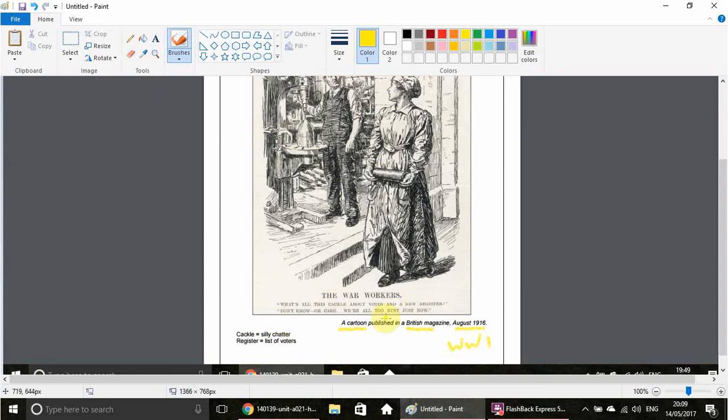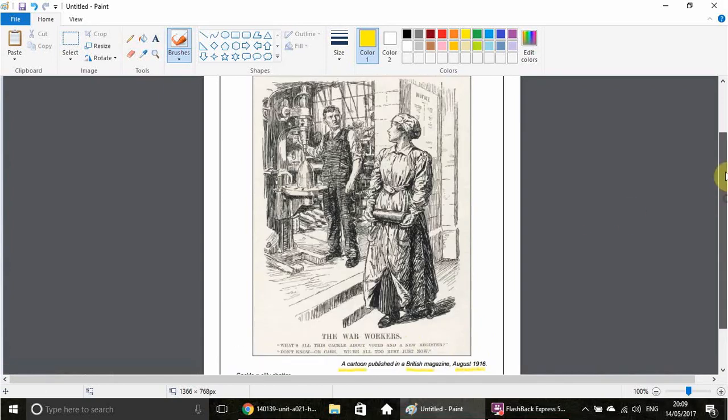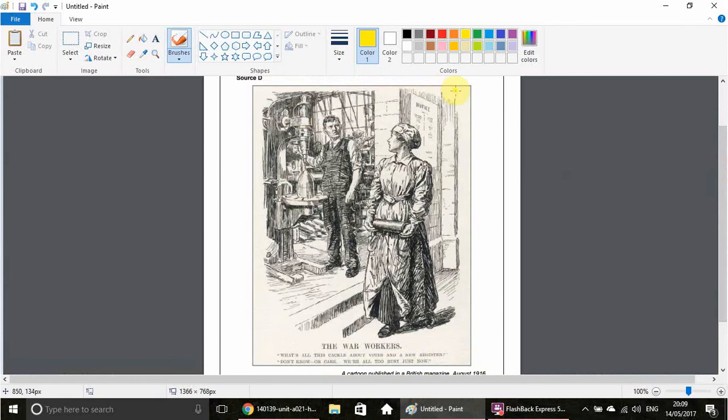So the next thing that I do is I look at the source from corner to corner, down the bottom, and then across each way, and just look for details as I'm looking at it. So I can see that they are both working in a munitions factory, the 2 people in it. Obviously this is a woman. Interestingly, she's got trousers on, and they've made a point of letting me see she's got trousers on.